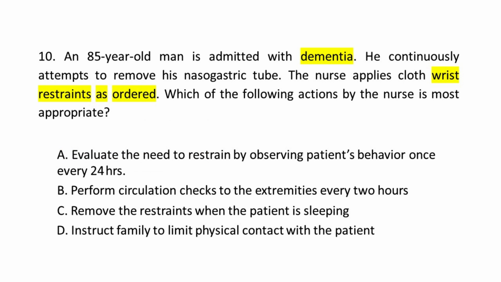10. An 85-year-old man is admitted with dementia. He continuously attempts to remove his nasogastric tube. The nurse applies cloth wrist restraints as ordered.